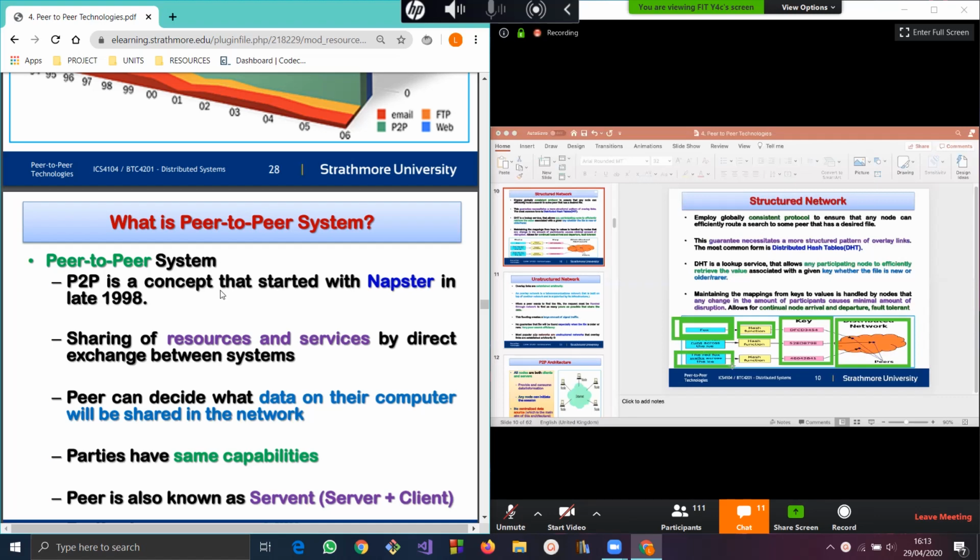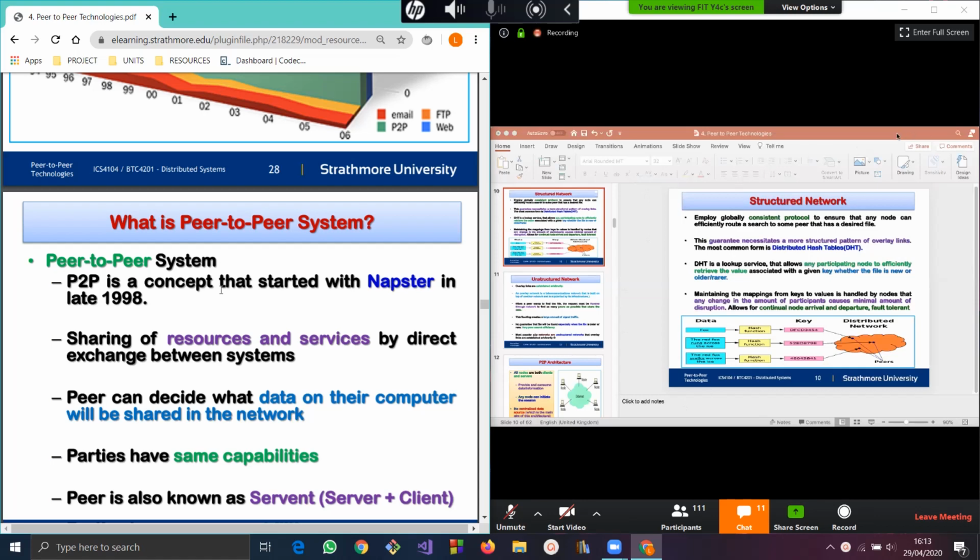So the distributed hash table is useful in terms of routing. And it is made easy because the moment you have a key, it can tell you where that particular file is, or all the peers that are storing that particular file.